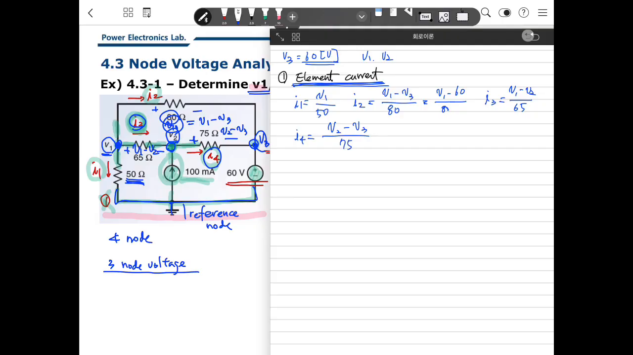Okay. What is the second step to make a node voltage equation here? The node voltage equation is using KCL for every node. At first, node A, node 1.